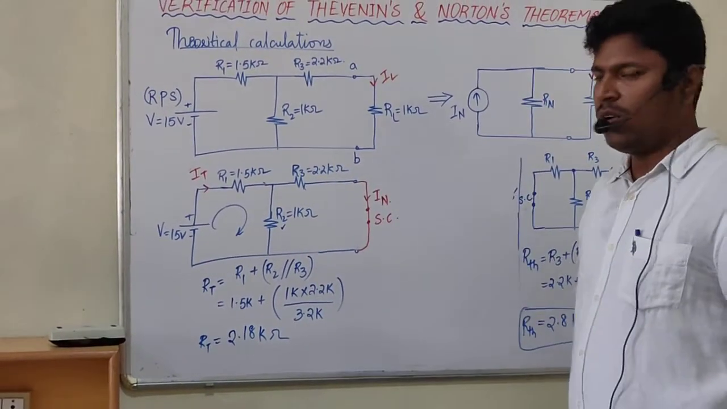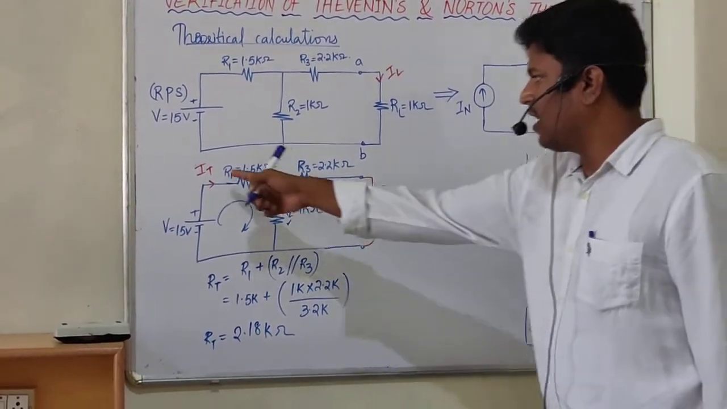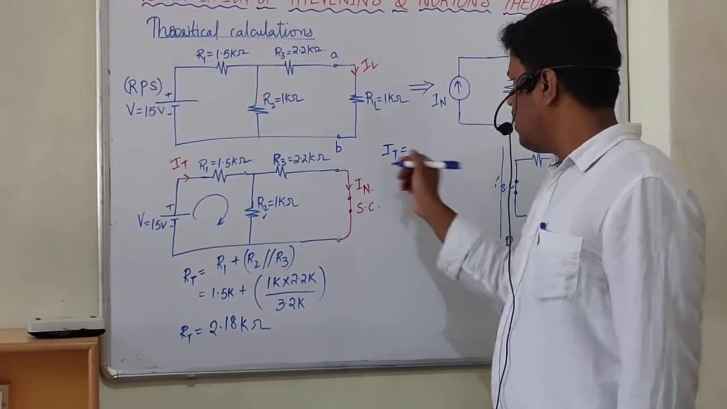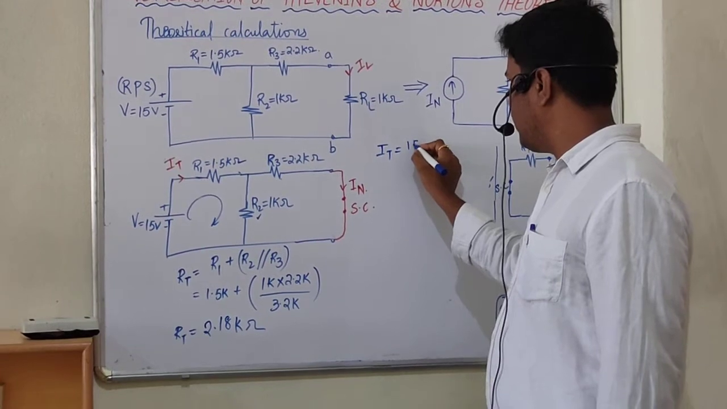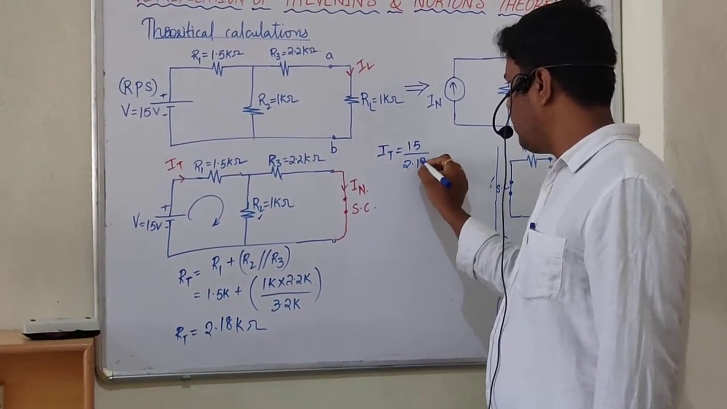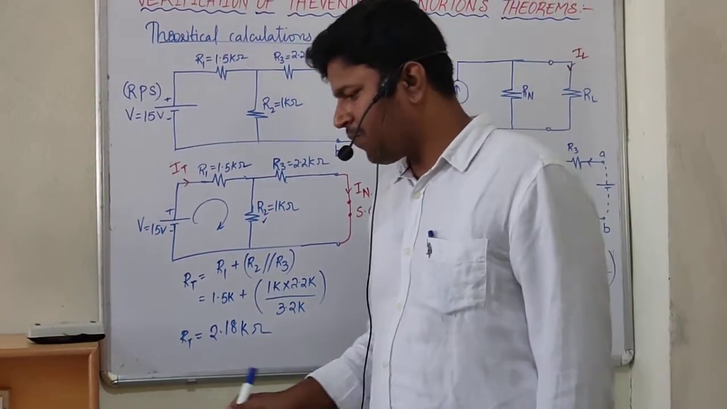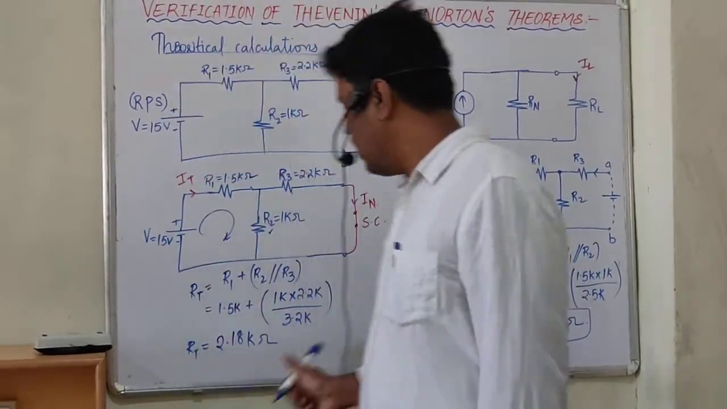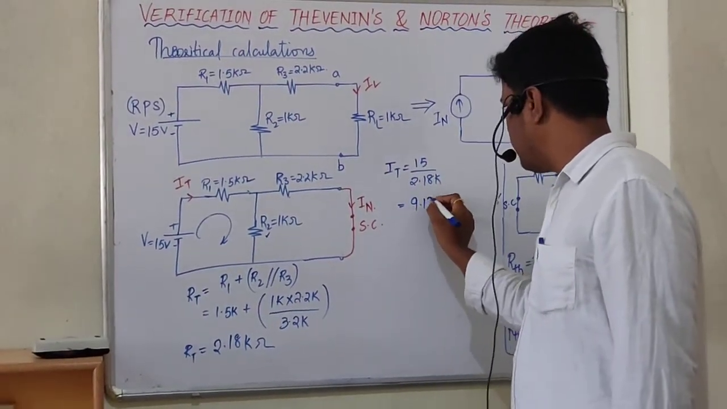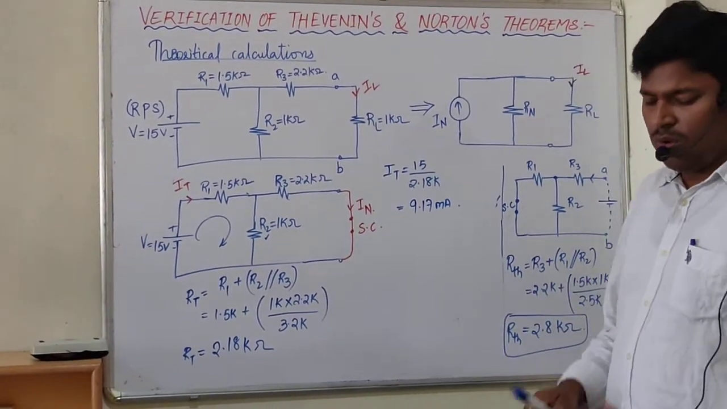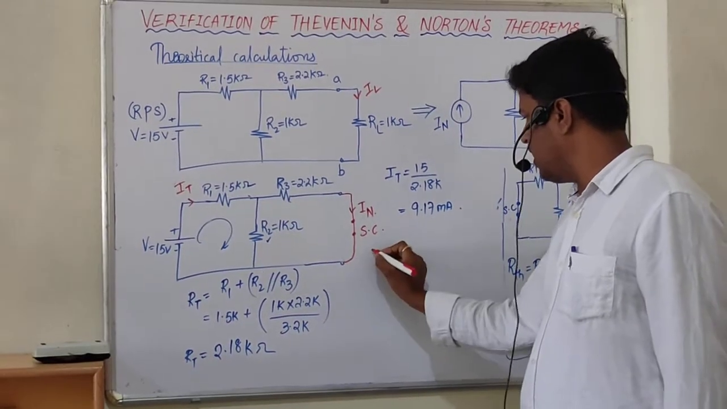So now we have the total resistance, and we can find the total current also. IT is equal to 15 divided by 2.18 K, which is equal to 9.17 milliamperes. Right? From the current division rule, now we can find out what IN is.